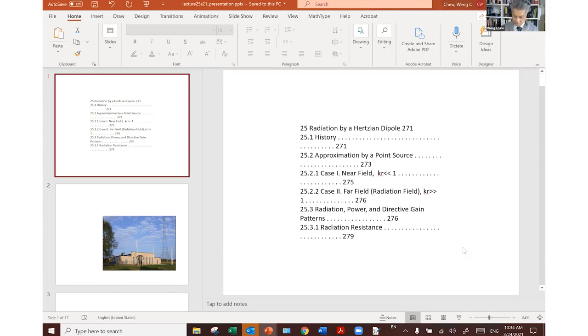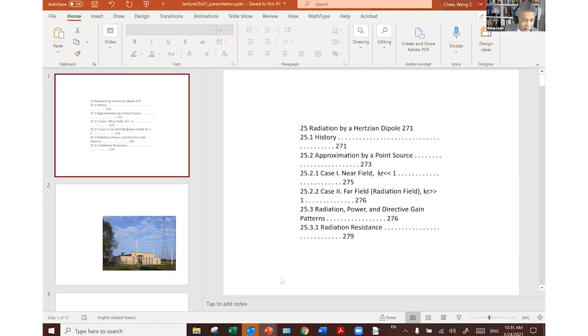And some of them are actually connected by satellites, low Earth orbit satellites, and so on. So without this physics, we would not have all the conveniences that we are living with now. We find that wireless communication is so important. So I'll go through a brief history of radiation by a Hertzian dipole, and then talk about some approximations, near field, far field, radiation power, directive gain, pattern, and radiation resistance.